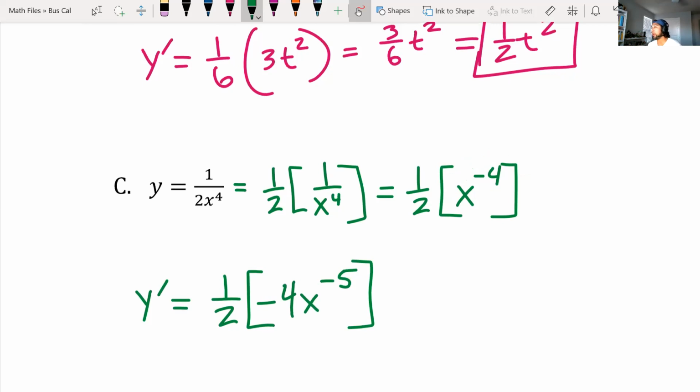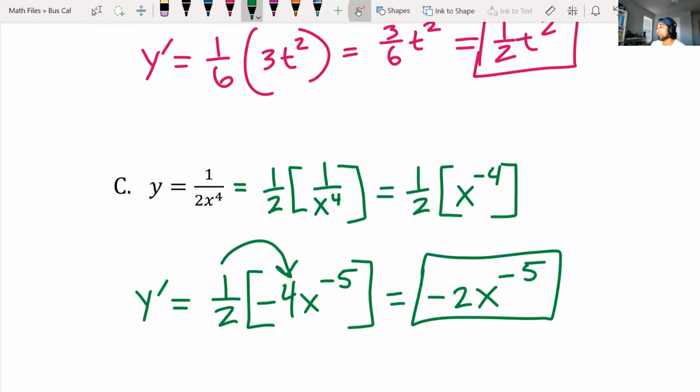Now, multiply that 1/2 in, and what do we get? Negative 2. Negative 2 x to the negative 5th. There you go. If you're thinking too hard, stop it. These are way too easy to overthink.